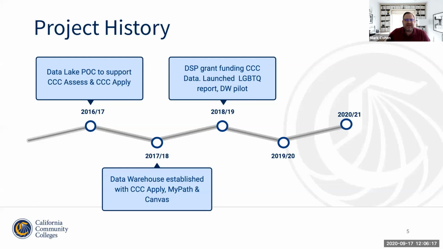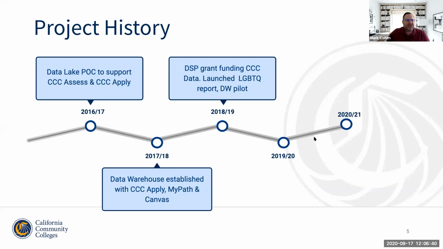Okay, so in 2018, the Tech Center developed the architecture for a system-wide data information and technology infrastructure where we brought in data from CCC Apply, Canvas, and MyPath. And at the time, were instructed to de-escalate the assessed data. We also created the LGBTQ report in response to legislative need.